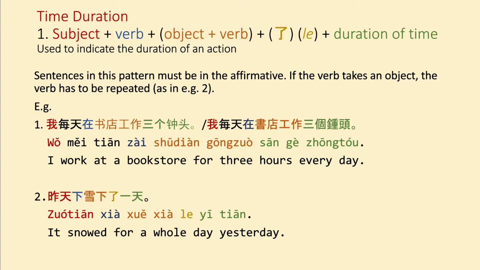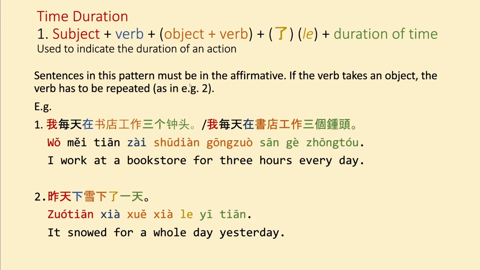Okay, so this is a video for Chapter 14, Dialogue 2, and the grammar points that are shown in the textbook. The first grammar point that we're going to be talking about is time duration, and the first pattern that they show in the textbook is subject plus verb plus object plus verb plus le plus duration of time. And this is used to indicate the duration of an action, so basically how long it takes to do something.